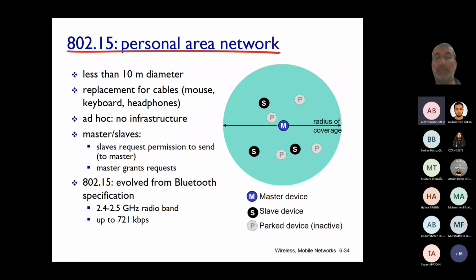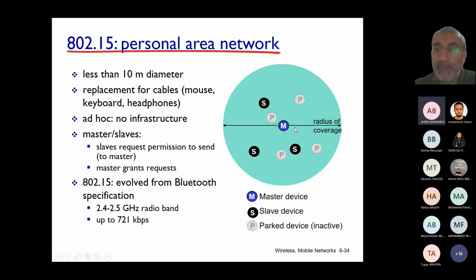So in this case, we use ad hoc mode. There's no infrastructure, no base station, no access point. So in ad hoc mode, we have two types of nodes. One of them is the master node, the others are slave nodes.